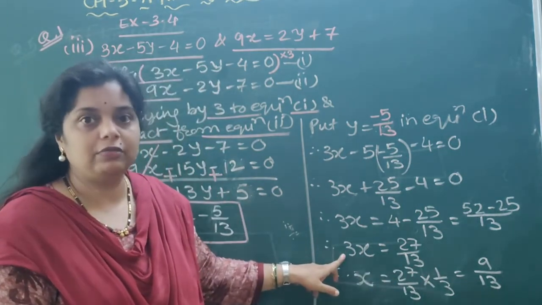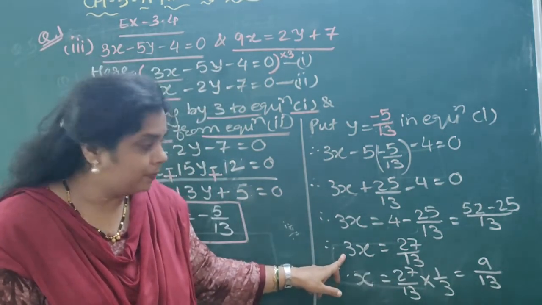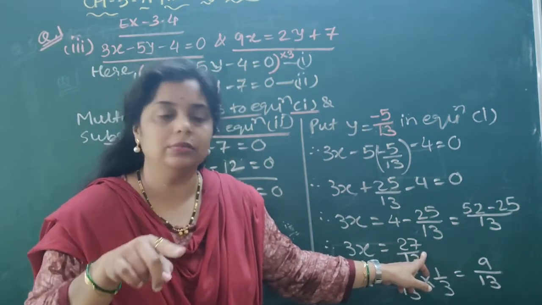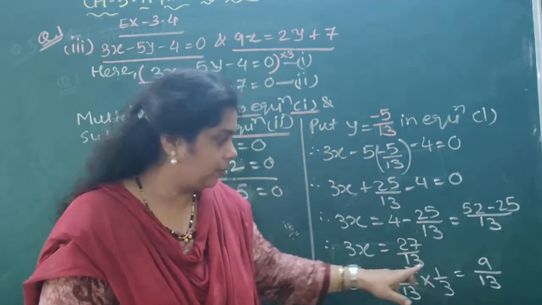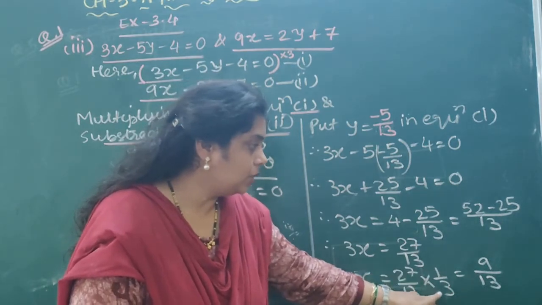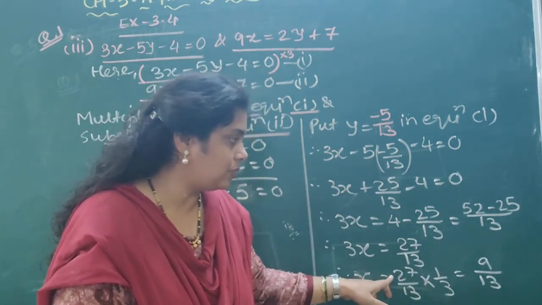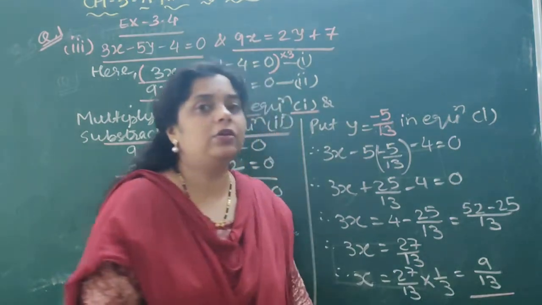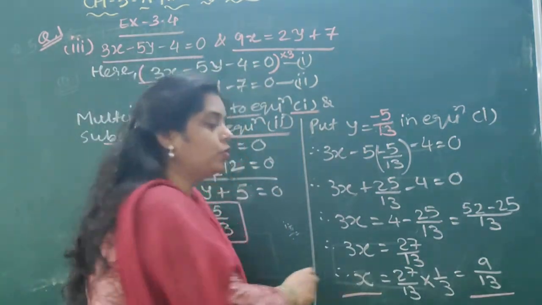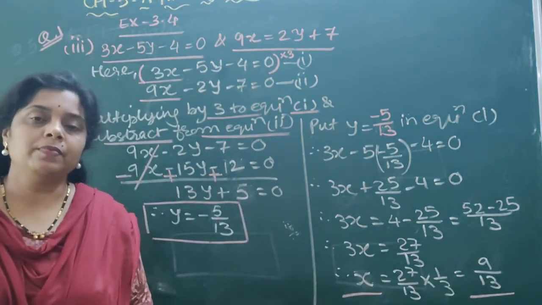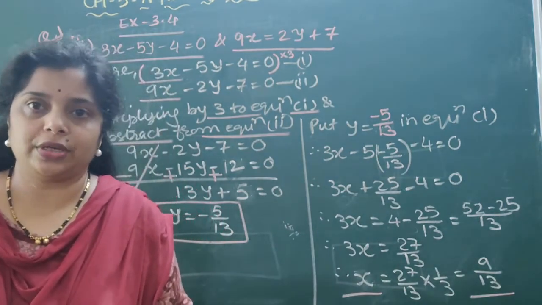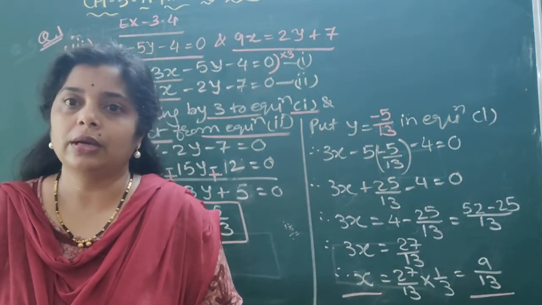This is 3x and we want the value of x only. So this 3 goes to the other end, in the place of a denominator. So it is 27 by 13 multiplied by 1 by 3. As 9 3s are 27, the final answer we got is 9 by 13, which is the value of x. So in this way you have to solve a pair of linear equations by using the elimination method.